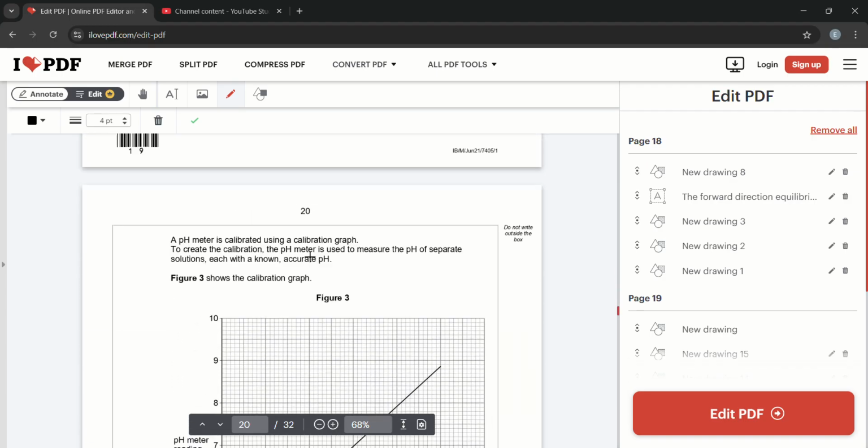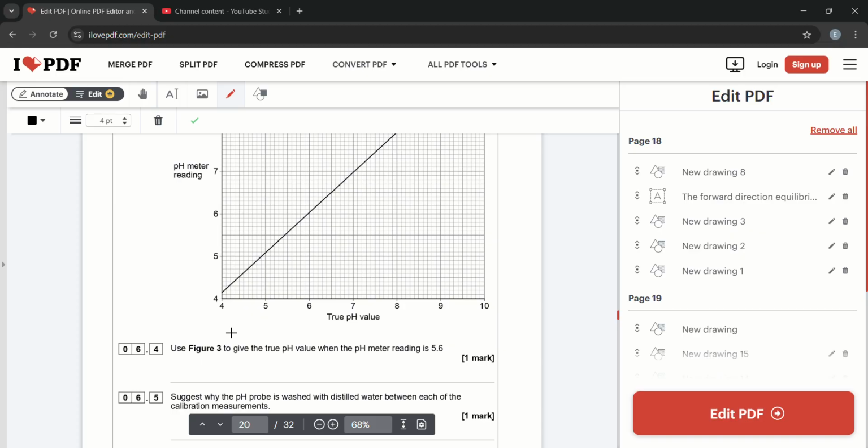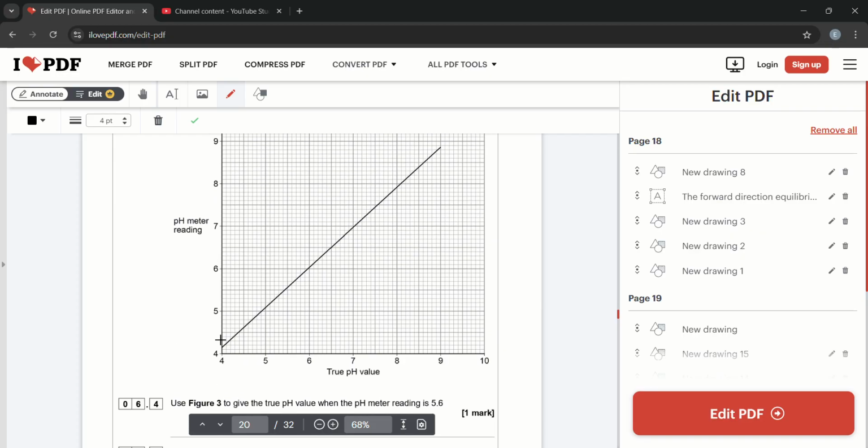Okay, and then it says a pH meter is calibrated using a calibration graph. To create the calibration, the pH meter is used to measure the pH of separate solutions, each with a known accurate pH. Figure 3 shows a calibration graph. Use figure 3 to give the true pH value when the pH meter reading is 5.6.